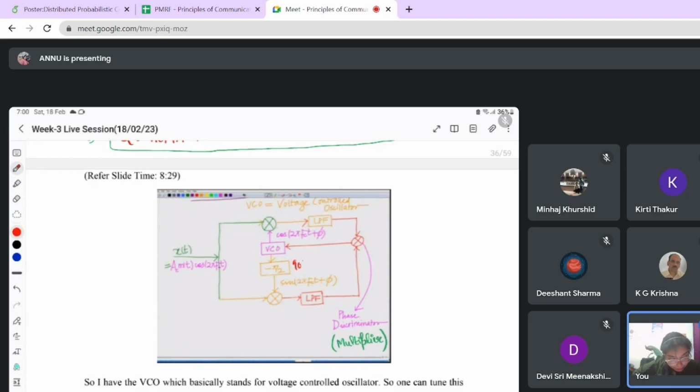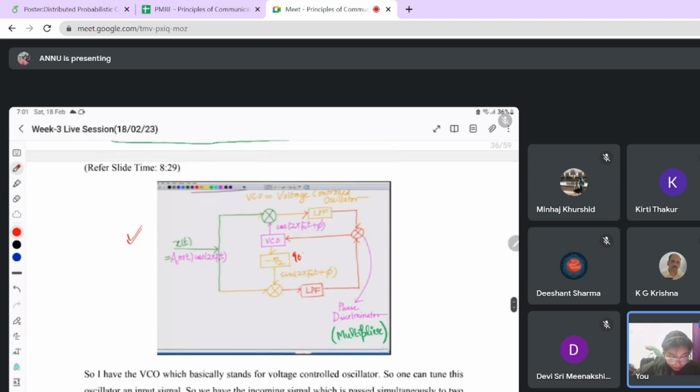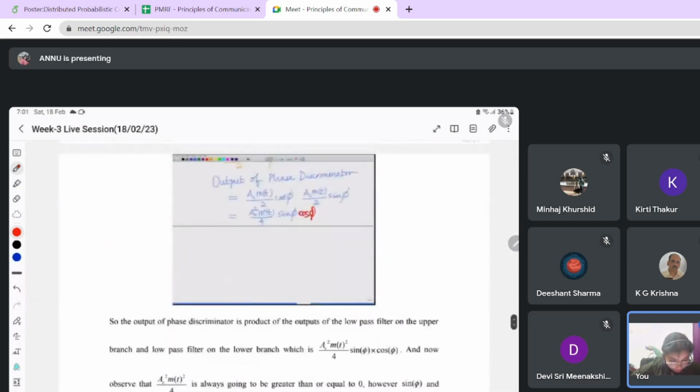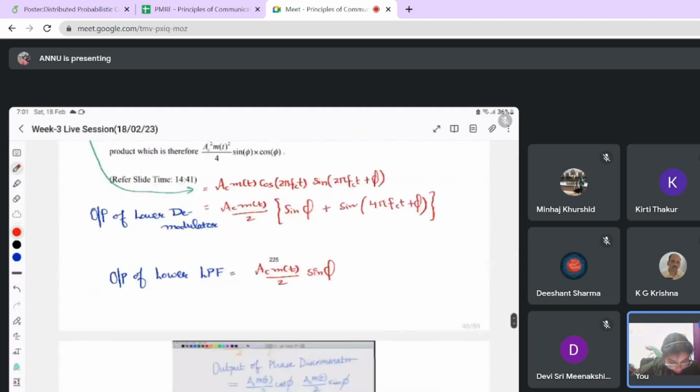Here, this is the block diagram of the Costas receiver. I don't need to explain this in detail because it is taught by sir very well. So x(t), you are multiplying it with cos(2 pi fc t + phi) and sin(2 pi fc t + phi), then passing it to a low pass filter, and then summing it, and you will get a phase discriminator or multiplier. So this is all about the Costas receiver. This is very important also.